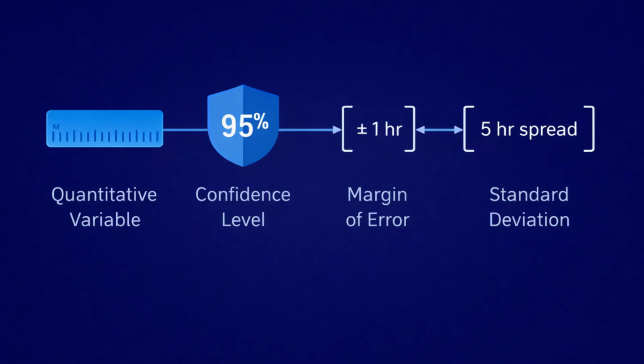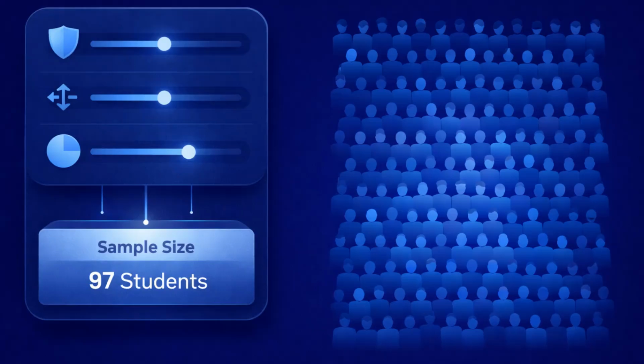Before opening the software, we identify the pieces. The variable is quantitative. The confidence level is 95%. The desired margin of error is 1 hour. The estimated standard deviation is 5 hours. In the software, we select the option for sample size determination for a mean. We enter the confidence level, the margin of error, and the estimated standard deviation. The software calculates the required sample size.